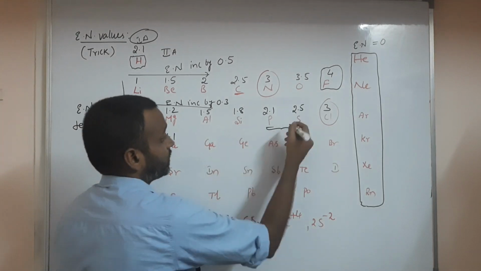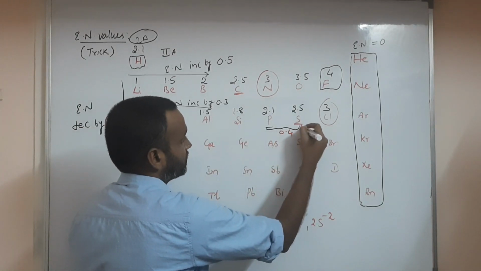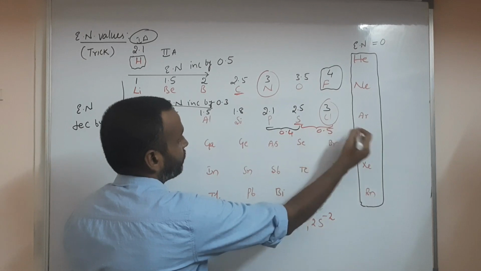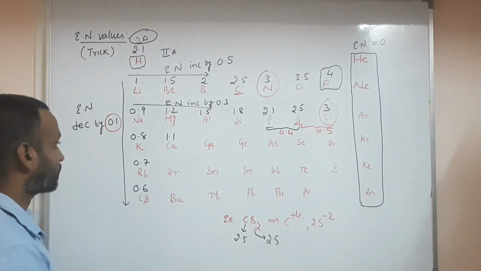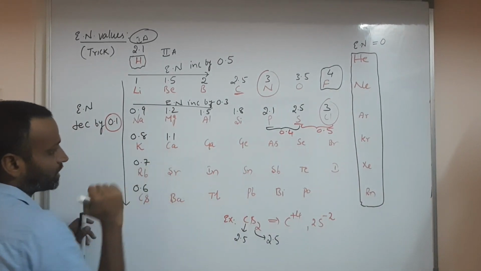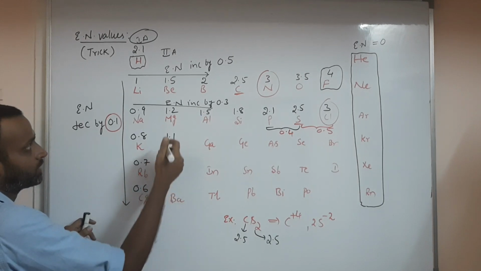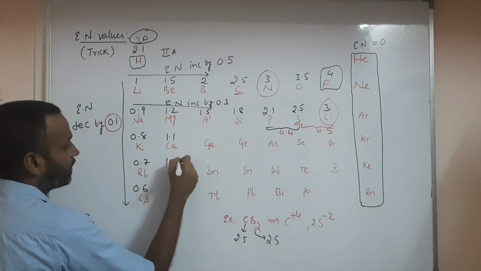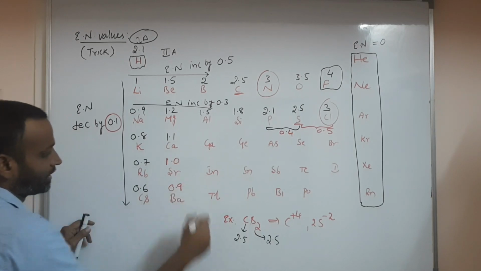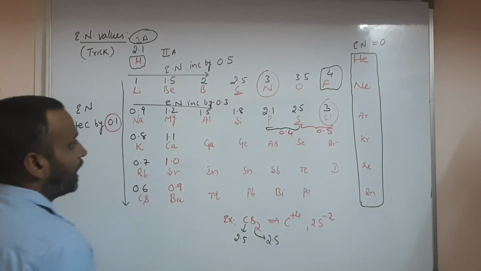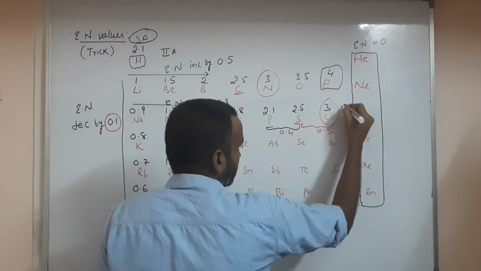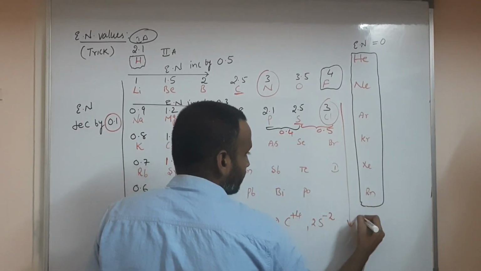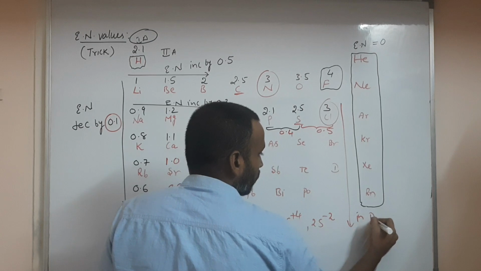But phosphorus to sulfur, 0.4 is the difference, and sulfur to chlorine, 0.5 is the difference. Like that you have to take. So it's 1.1 for calcium. Come to the second group, second A group. It's 1.0, it's 0.9, like that you have to take. But in P block, as going down, in what block?